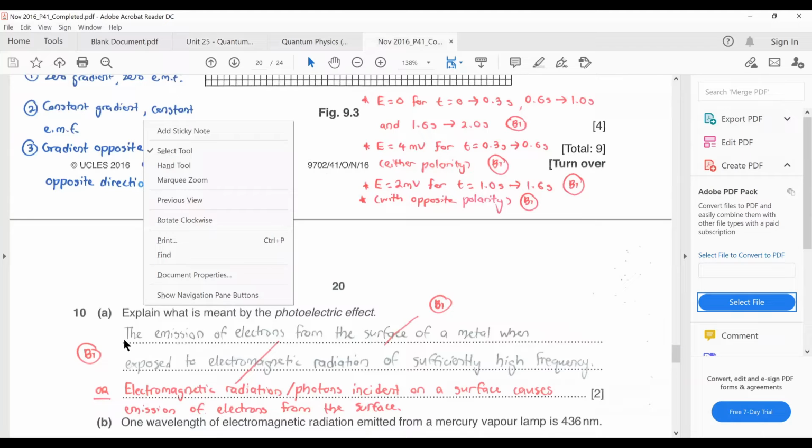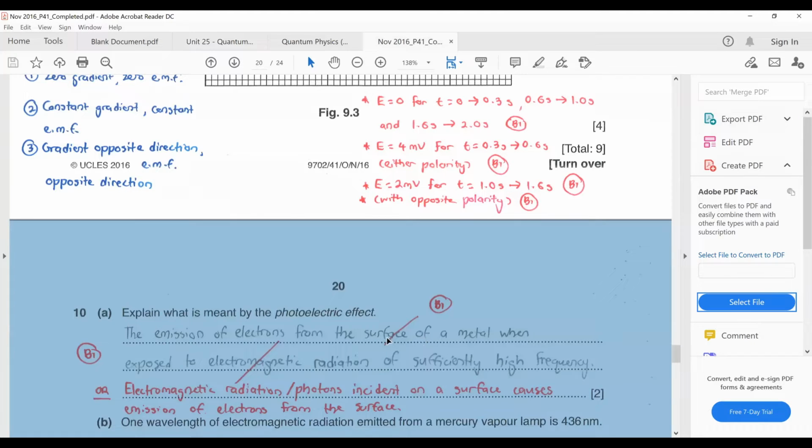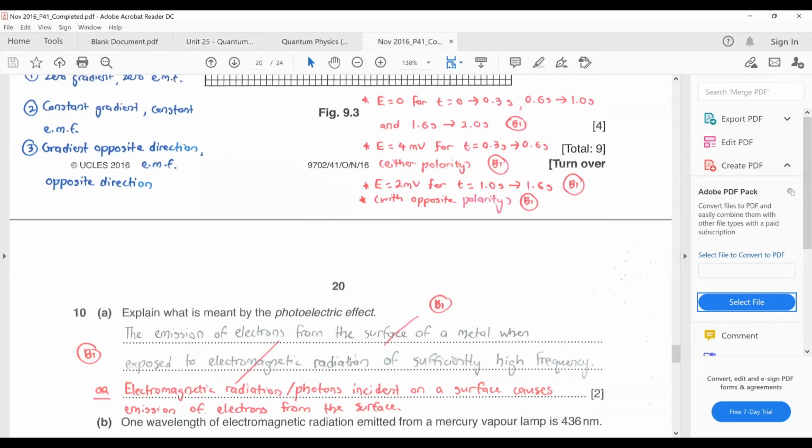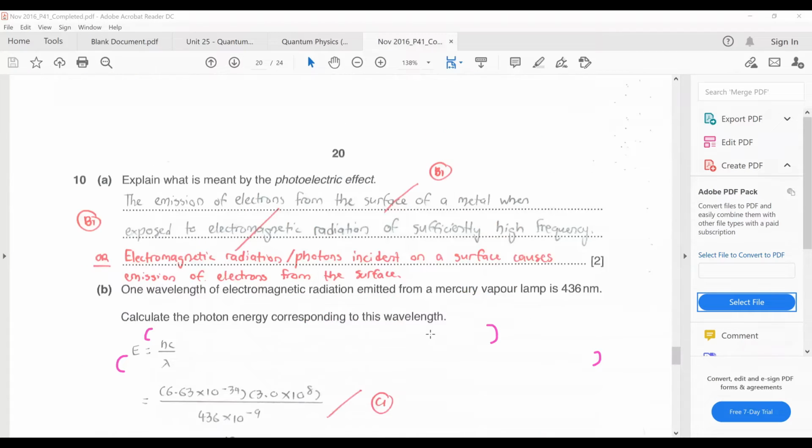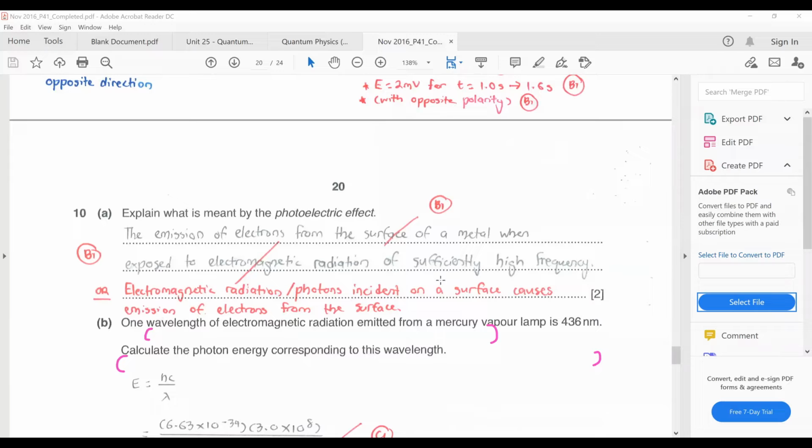Now, what is meant by photoelectric effect? Emission of electrons from the surface of a metal when exposed to EM radiation at sufficiently high frequency. Emission of electrons from the metal surface is one mark. Exposure to EM radiation at sufficiently high frequency, another mark. For photoelectric emission, you need to have metal and you need to have EM radiation. So this part is clear.